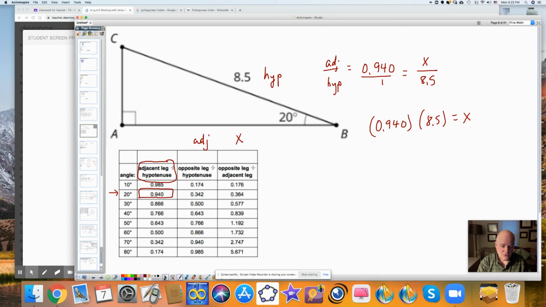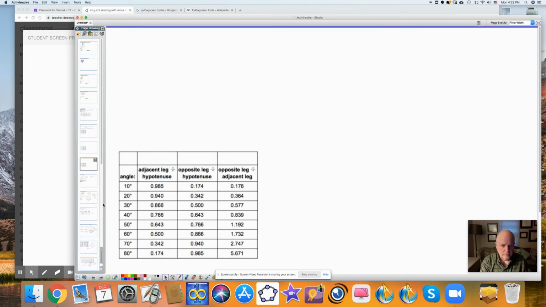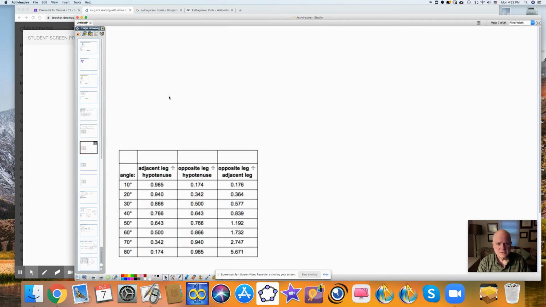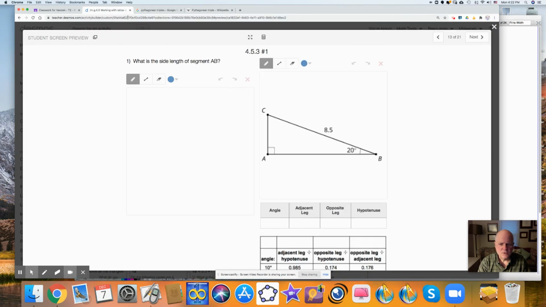Next, I'm going to cover this over one more time. We'll do the second problem. There are 4 problems in this set from Desmos.